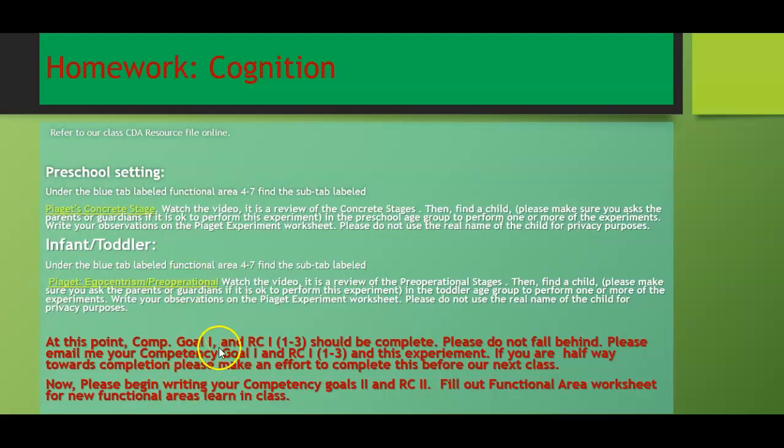Again, at this point, competency goal 1 should be completed. Or if you haven't, please complete it and go ahead and submit it. And then begin on competency goal 2 and resource collection 2 as well. And don't forget to fill out your functional area worksheet. We do have new functional areas, and now you have your book. If you go to competency goal 2 in your book, you will find the functional areas and different examples, or you can come up with your own.